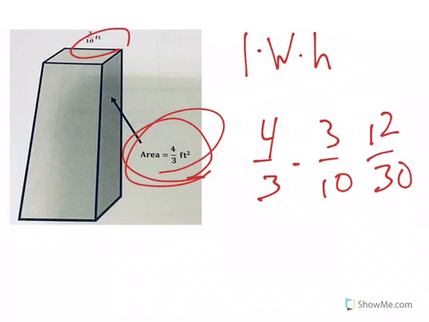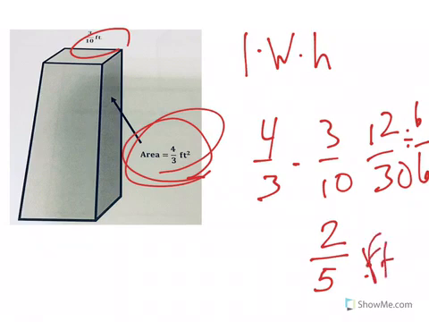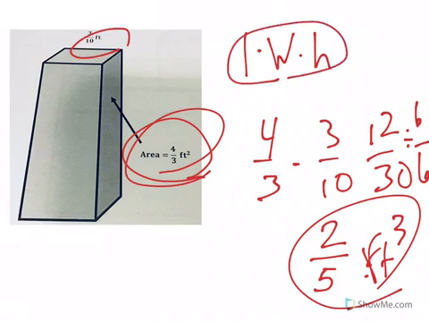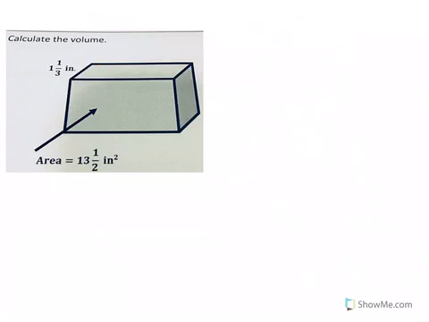and end up with 12/30. We know we can simplify that. 6 goes into both of those, so we can divide by 6, and you end up with 12 divided by 6 is 2. 30 divided by 6 is, I'm sorry, not 15, 5. And so you end up with 2/5 of a foot cubed as your volume. We didn't have length, width, and height, but we had the area here, and we knew we could multiply.